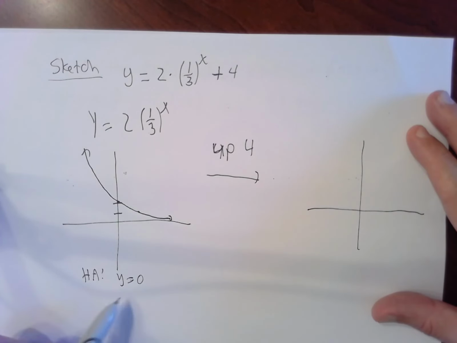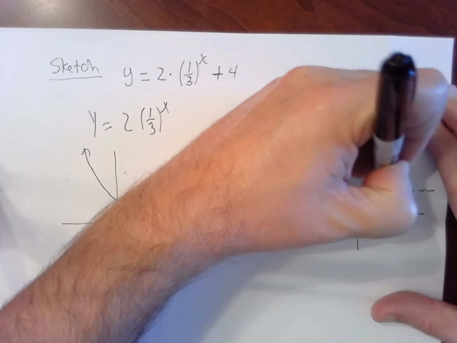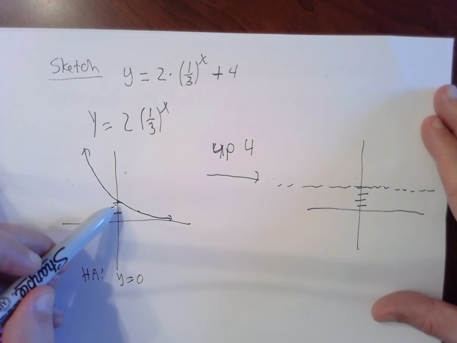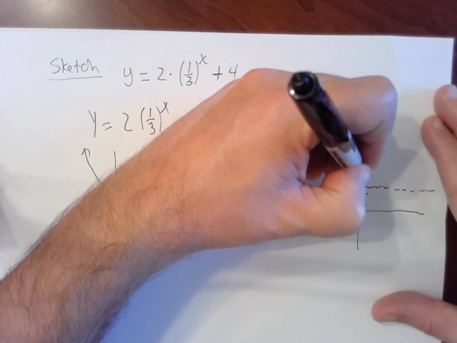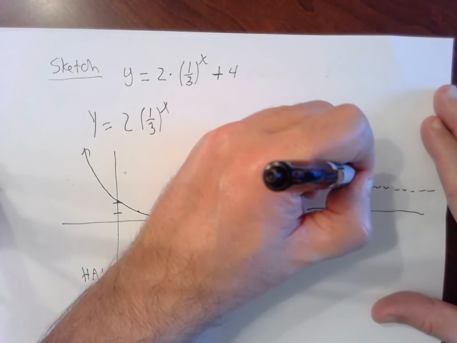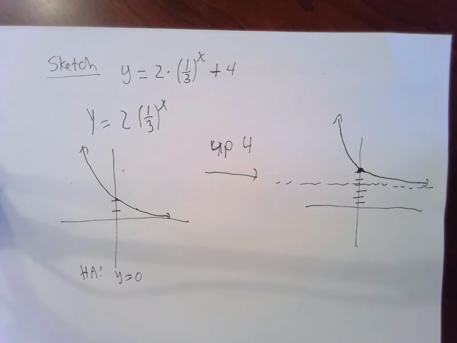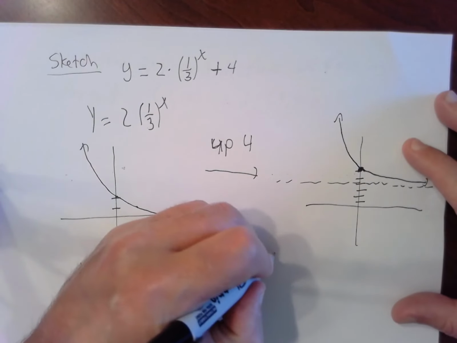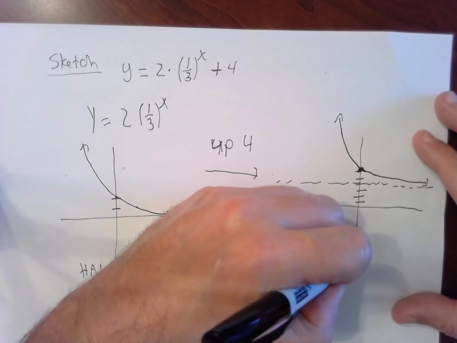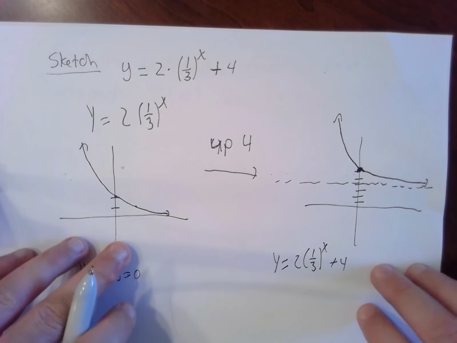So instead of having a horizontal asymptote at 0, I'll have a horizontal asymptote at y equals 4. We can dot that in. This point that was at (0, 2) is going to go up 4, so it'll now be at (0, 6). And my graph is exponential decay passing through that point and hugging that asymptote I just found. So here's the graph of y equals 2 times (1/3) to the x plus 4. So it's just graph transformations. That's really all we have to do.